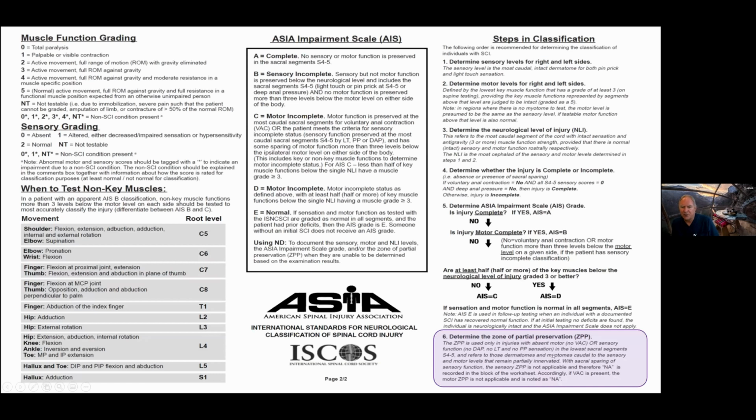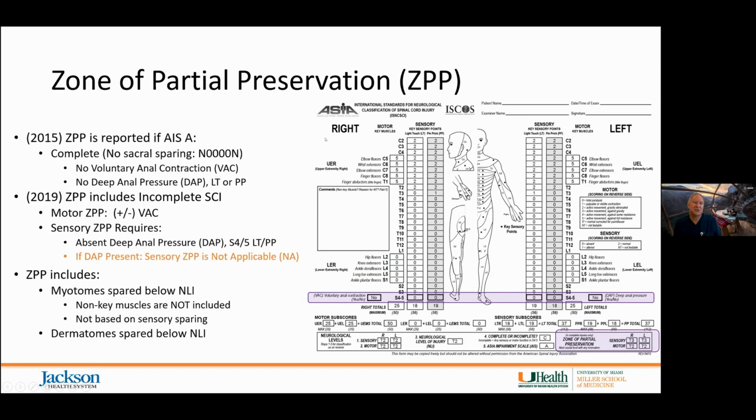The other thing that we want to do is talk about the zone of partial preservation. And again, this is only in injuries with absent motor or sensory function in the lowest sacral elements. So we'll come to these. It used to be that we only included these for what we called complete injuries. Now if you have sensory or motor incomplete injuries at the sacral elements, then we're also going to be reporting out the zone of partial preservation.